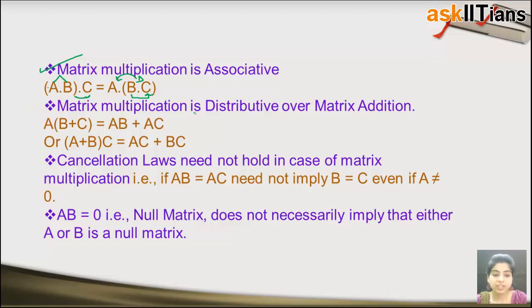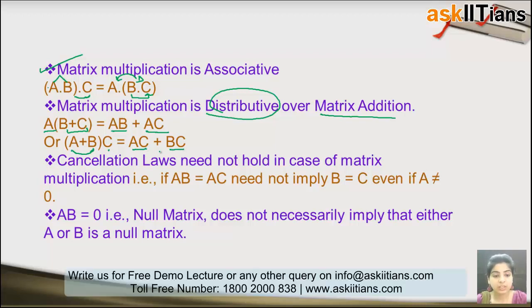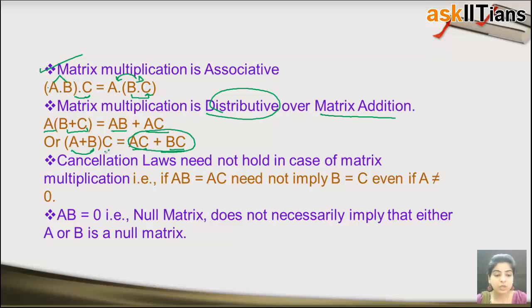Next is matrix multiplication is distributive over matrix addition. What does that mean? This simply means A into (B plus C) would give me AB plus AC. Or similarly, we can have the addition first, then multiply it by C, and then we'll get A into C plus B into C. Whether I find out this first or I find out this, both the sides would be equal. That means matrix multiplication is distributive over matrix addition.